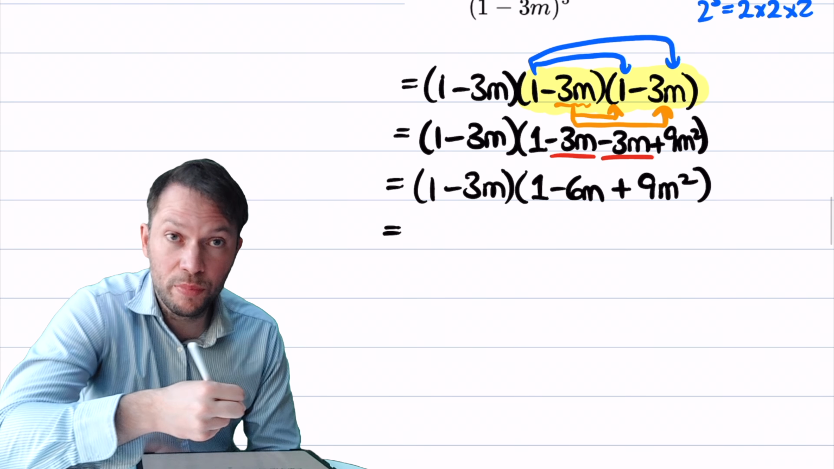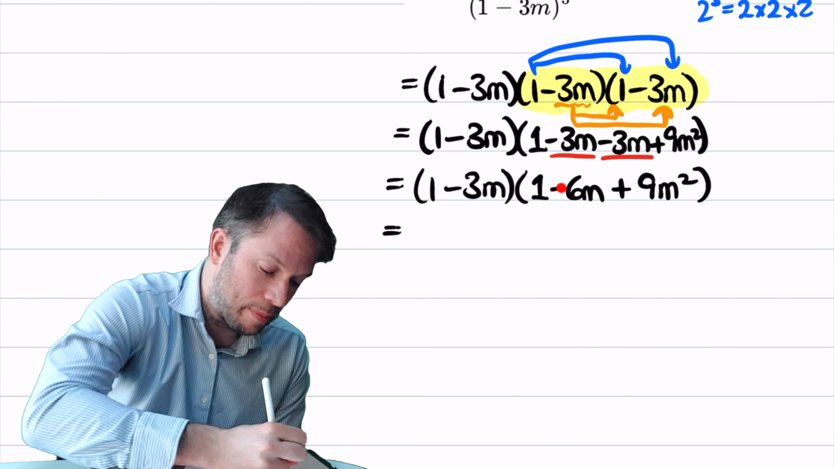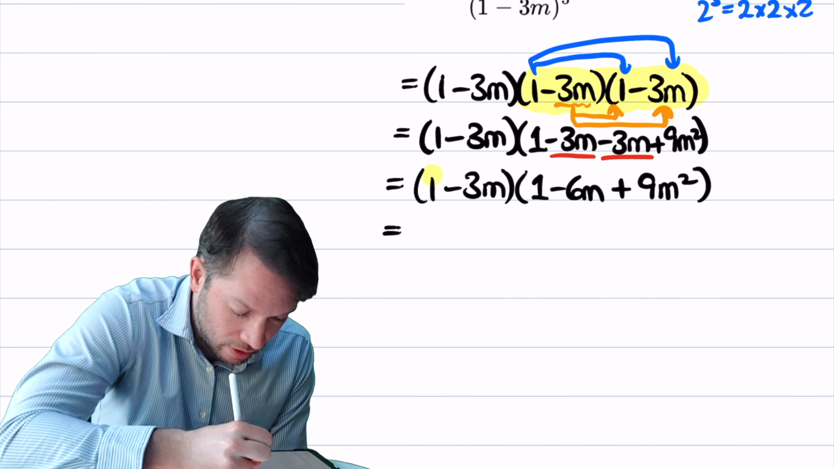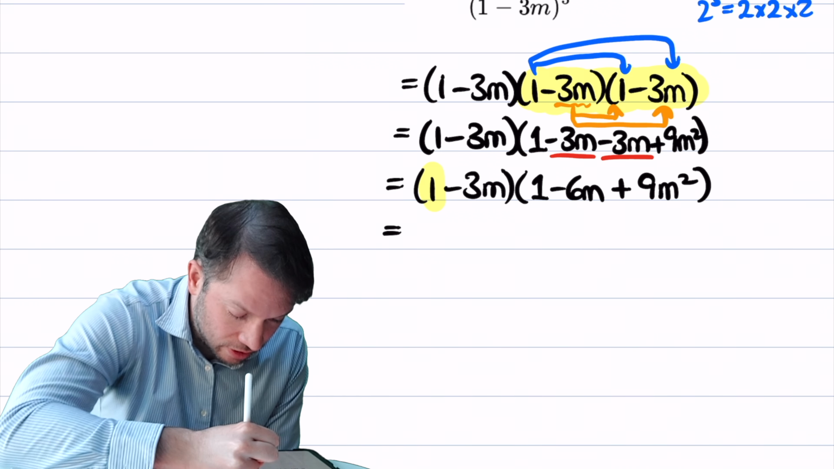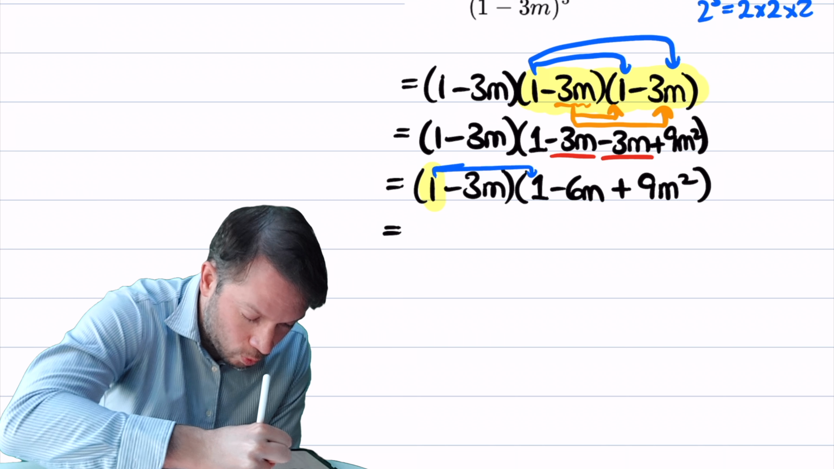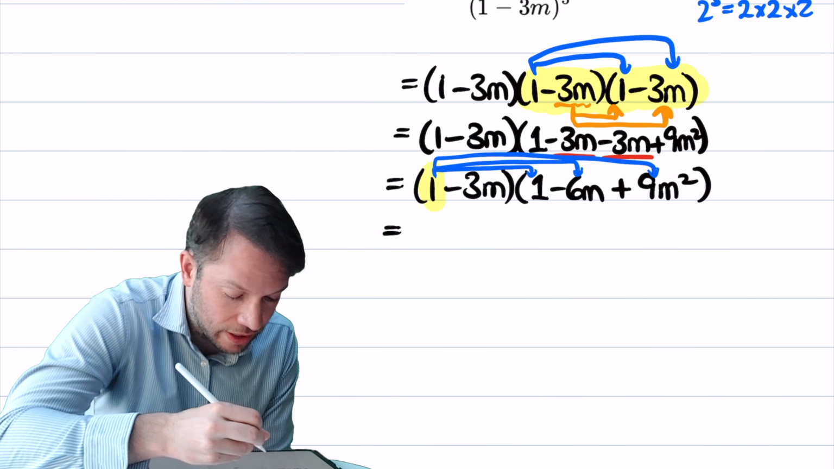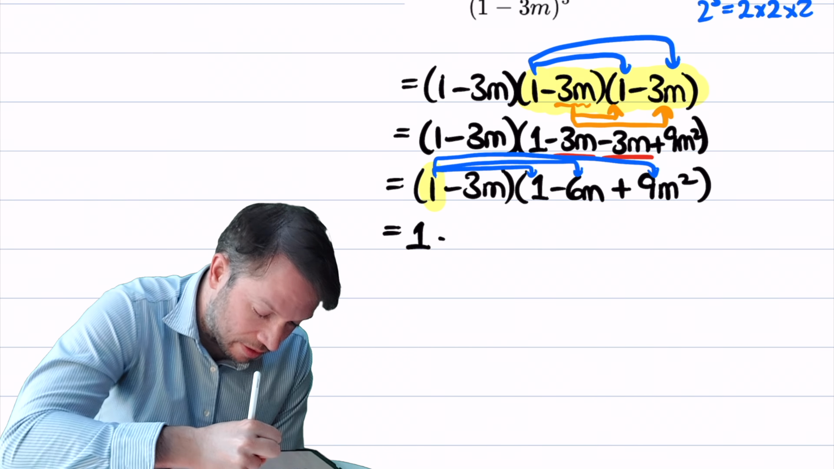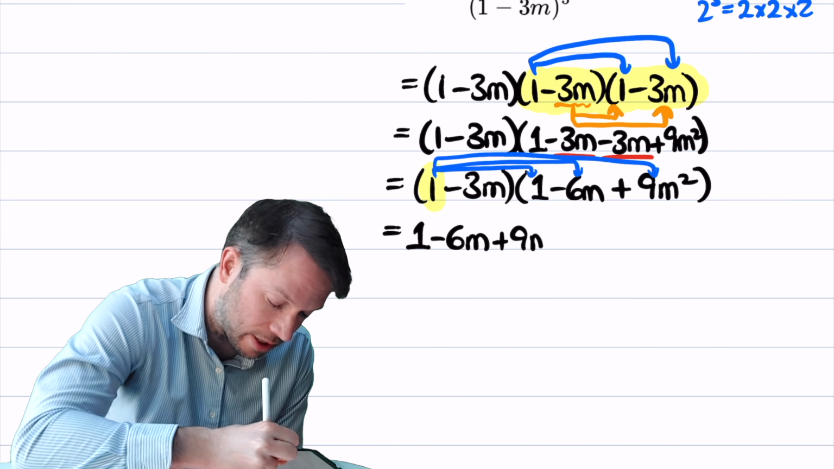And now we've just got 2 brackets left, so we can do each term in this bracket multiplied by each term in this bracket. So let's concentrate on the 1 first. I'm going to multiply that by each term in the second bracket. So I'm going to do the 1 times the 1, the 1 times the minus 6m, and the 1 times the 9m squared. Let's do that. 1 times 1 is 1. 1 times minus 6m is minus 6m. And 1 times 9m squared is plus 9m squared.